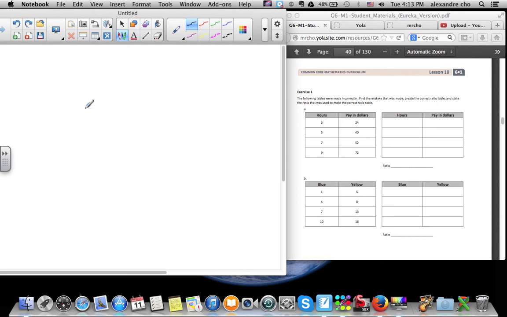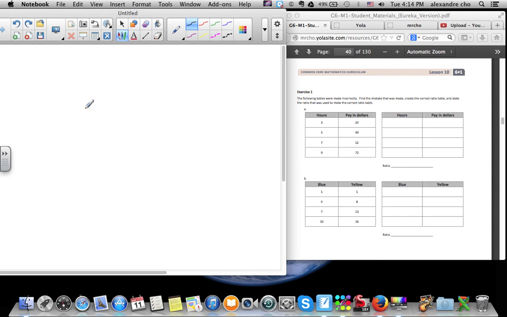Well, the ratio is 1 to 5. Let's assume the first one is correct. It would be 1 to 5. If you have 1 blue, you have 5 yellow. If you have 4 blue, you should have 20 yellow. If you have 7 blue, you should have 35 yellow. But then the numbers are too far apart. So 1 can't be the one that we want to work with.